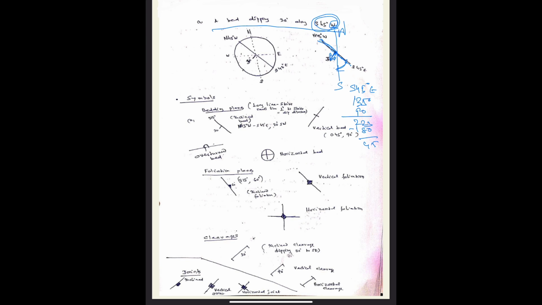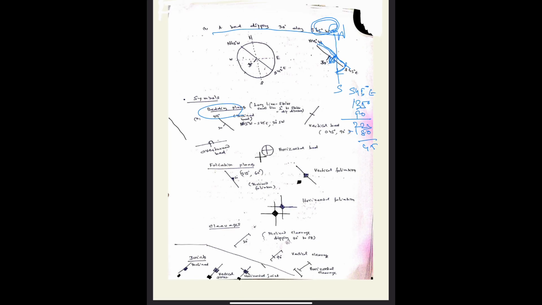Now let us see how the symbols are being used to describe the attitude data. At a bedding plane, we first draw the strike in a long line, and perpendicular to it a small line which will indicate dip direction, and to represent the strike value we have to mention this. This is the line to represent the strike with the strike value here. This will be 315 degree, let us say. So dip direction will be to this side or to the other side.